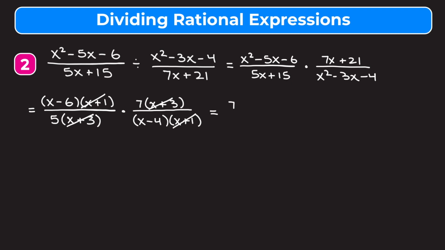On the top, we're left with a 7 times x minus 6. On the bottom, we are left with a 5 times x minus 4. And we're just going to leave it in factored form. So this is our final answer.